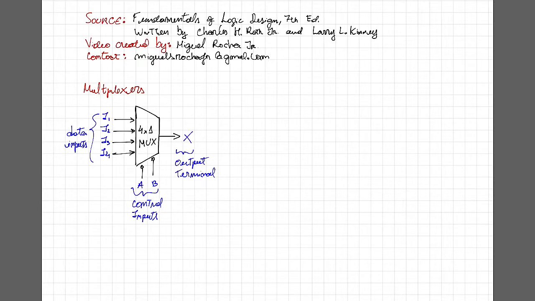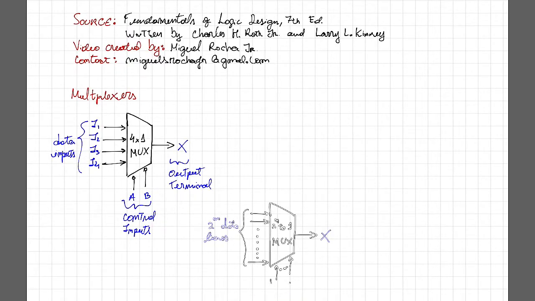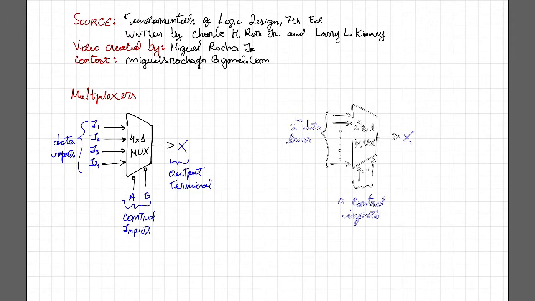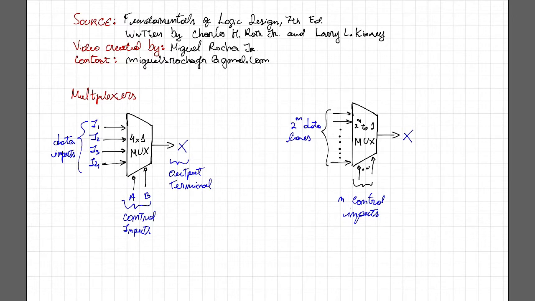Here in our example, we have a 4-to-1 multiplexer. This statement means that this specific device has 4 data inputs and 1 output. To achieve this behavior, the multiplexer must have a number n of control bits and the number 2 to the power n data inputs. In other words, for a formal definition, a multiplexer is always 2 to the power n to 1, which means that this multiplexer has 2 to the power n data inputs and 1 output.